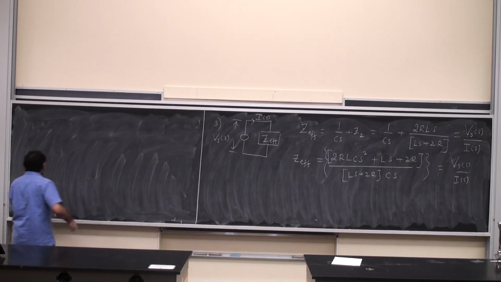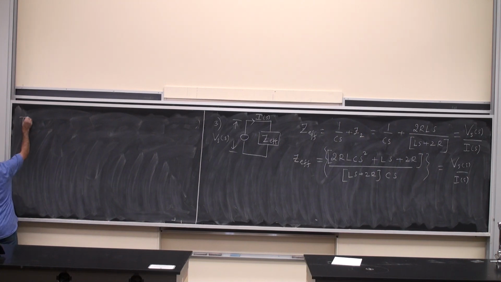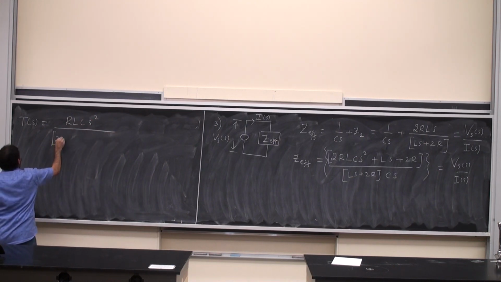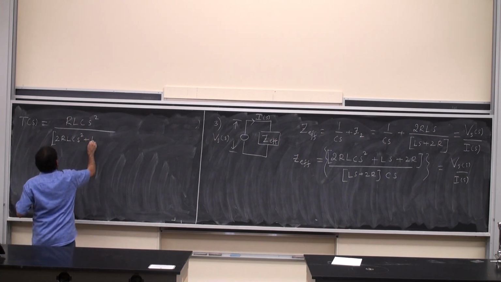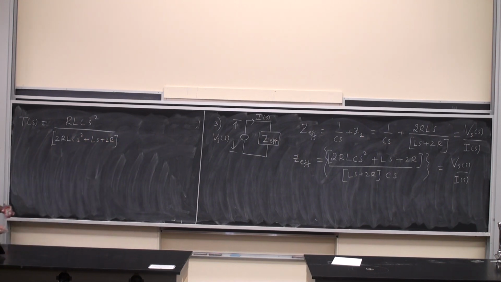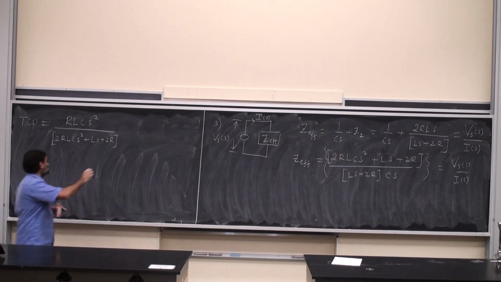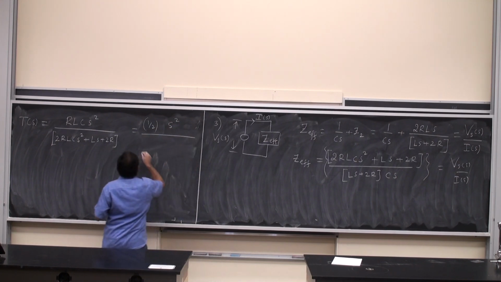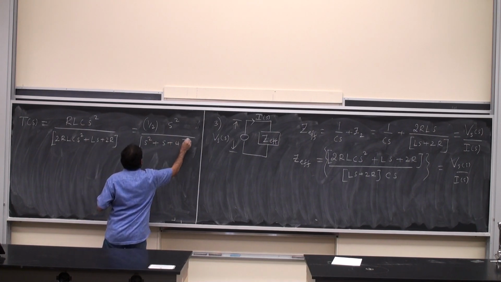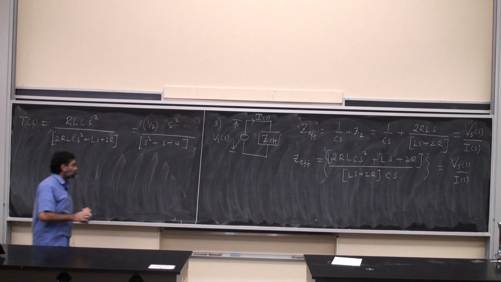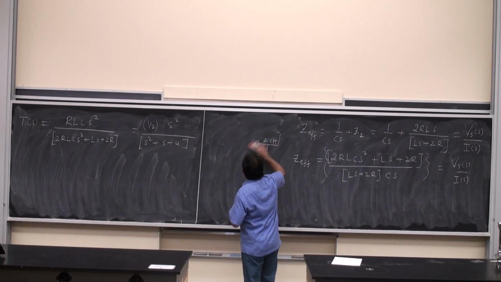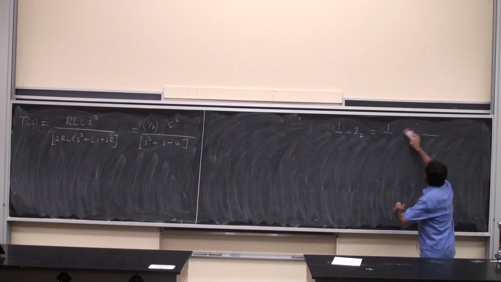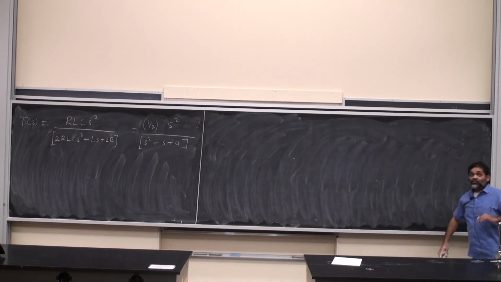So let's draw the Bode plot. Go back to our transfer function. T of S is R L C S squared over 2 R L C S squared plus L S plus 2 R. Substitute for the values of R, L and C, you get the following: 1/2 S squared over S squared plus S plus so on. Okay. This is not in the standard form.